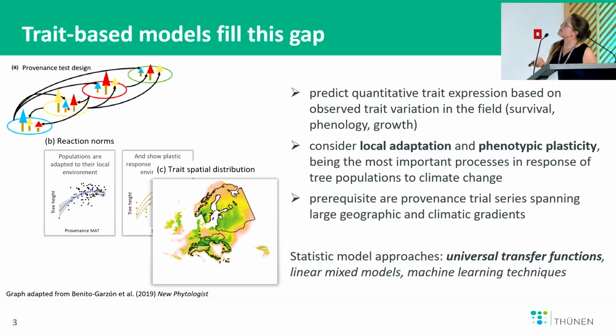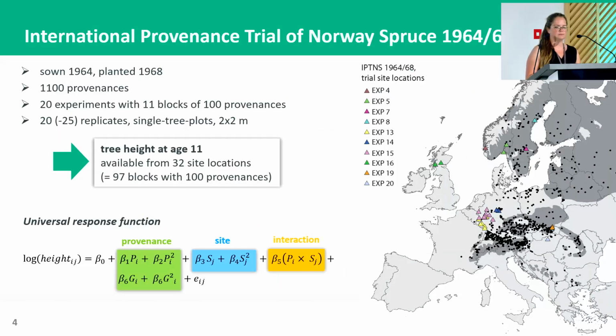And trait-based models fill this gap. They predict the quantitative trait expression based on observed trait variation in the field. By doing that, they consider local adaptation and phenotypic plasticity, the most important processes in the response of tree populations to climate change. A necessary prerequisite for that are provenance trials spanning large geographic and climatic gradients.